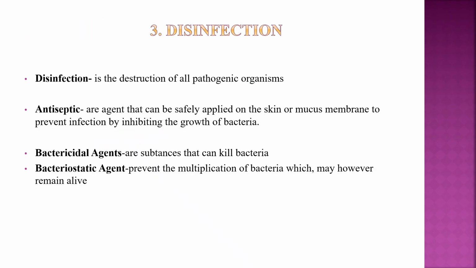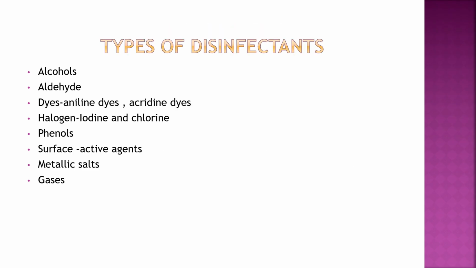Disinfection is destruction of all pathogenic organisms. An antiseptic is an agent which is applied on skin or mucous membrane to prevent infection. Bactericidal agents are substances that kill bacteria. Bacteriostatic agents prevent multiplication of bacteria. Types of disinfectants are alcohols, aldehydes, dyes, halogens, in that iodine and chlorine, then phenols and metallic salts.